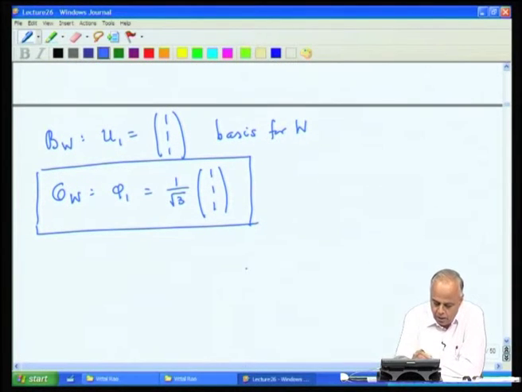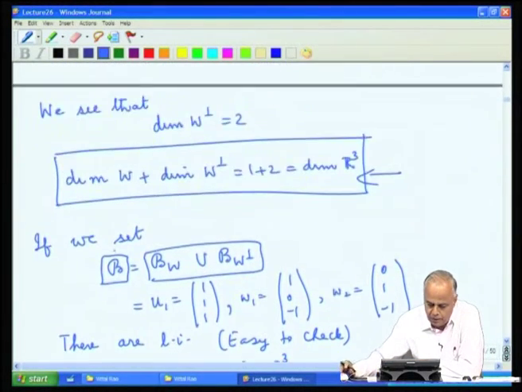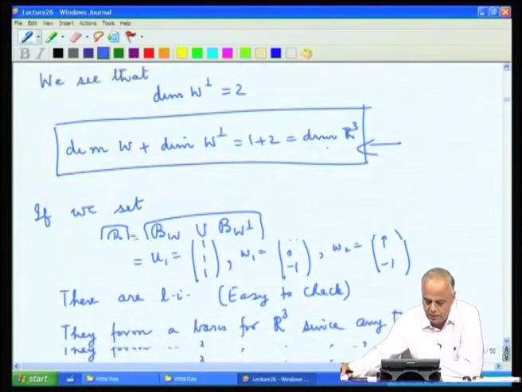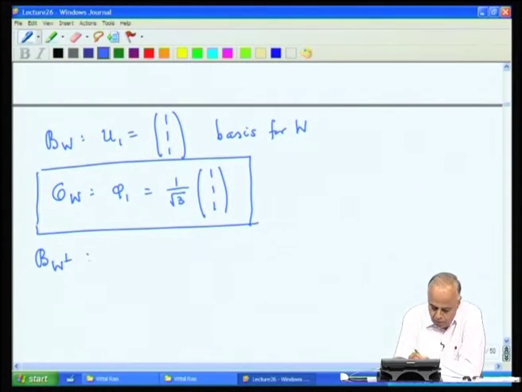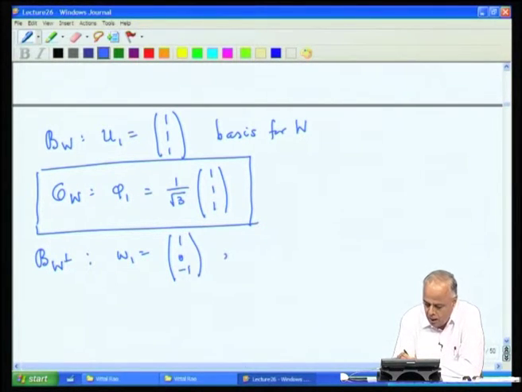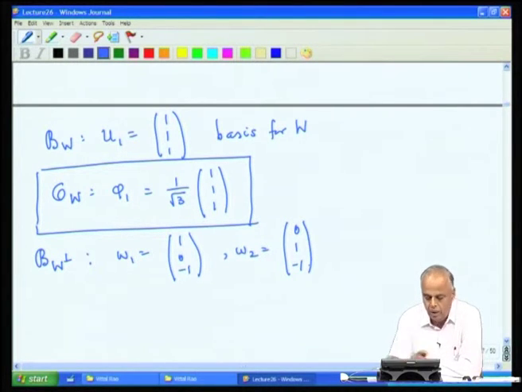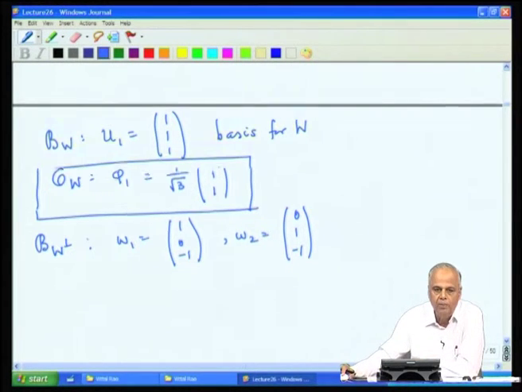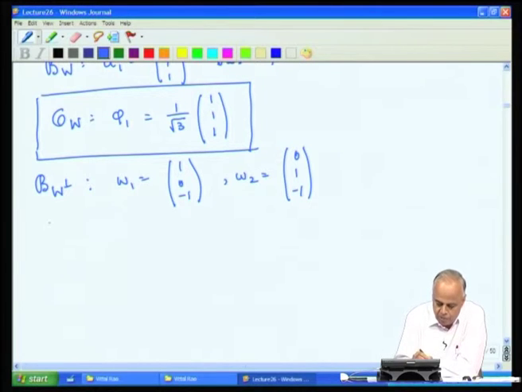Now, let us look at BW perp. You may recall, we have the W perp basis as W 1 and W 2. This is the basis for W perp. Let us take these two vectors, W 1, which is 1 0 minus 1, and W 2, which is 0 1 minus 1. Now, in order to extract an orthonormal basis out of it, we have to apply the Gram-Schmidt process.